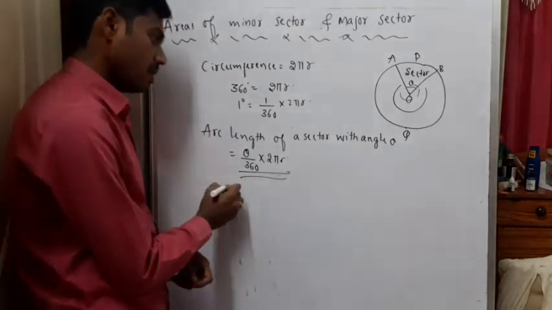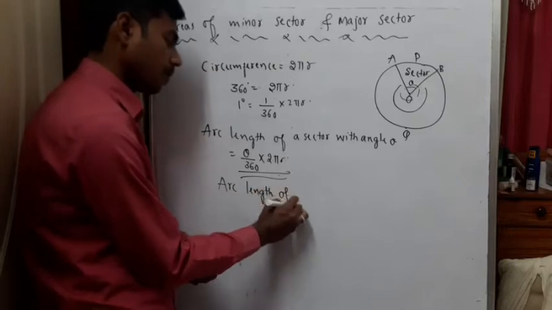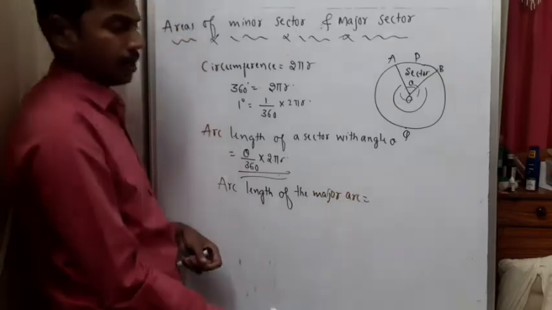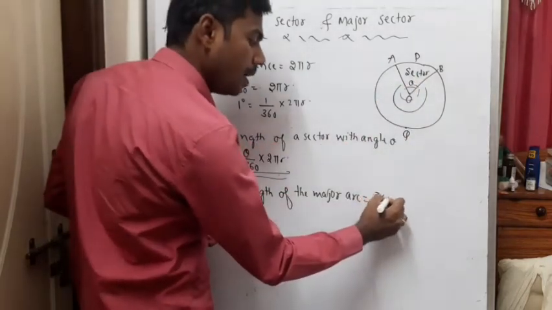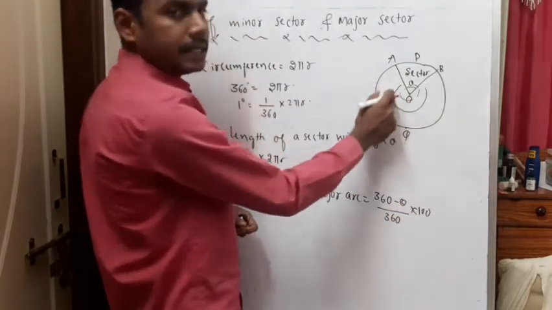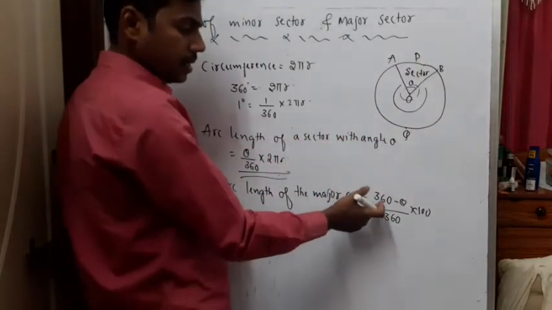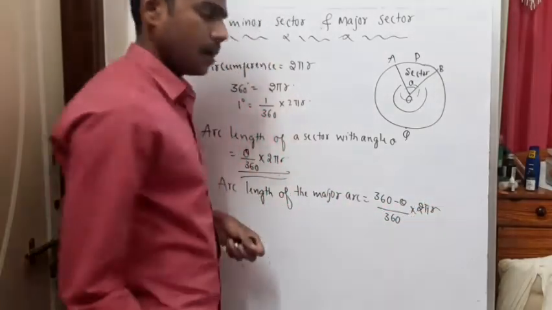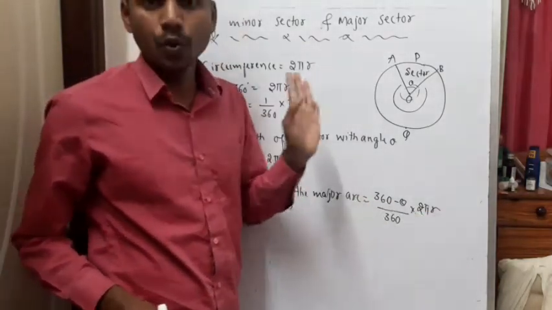What about the major arc? The length of the major arc is equal to, so what about the major arc angle? That will be 360 minus theta divided by 360, because the total is 360. In that, if you remove theta, you are going to get the angle of the major sector, that is 360 minus theta divided by 360 into 2 pi r. Understood? So 360 minus theta divided by 360 into 2 pi r.